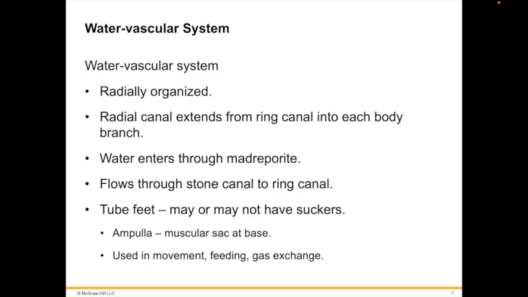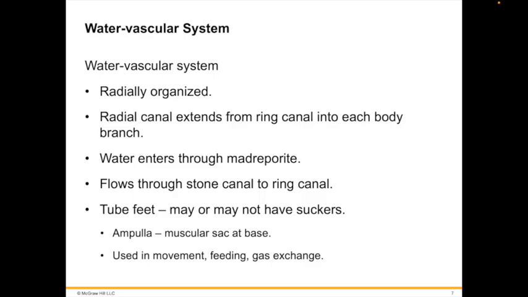The water vascular system is readily organized. From the ring canal, which encircles the animal's esophagus, a radial canal extends into each branch of the body. Water enters the water vascular system by the madreporite, a sieve-like plate in most echinoderms on the animal's surface, and flows to the ring canal through the stone canal, so named because it's reinforced by calcium carbonate. Each radial canal in turn extends through short side branches into the hollow tube feet.